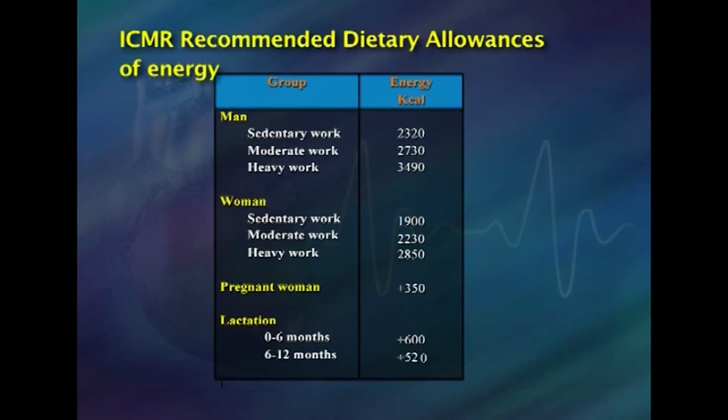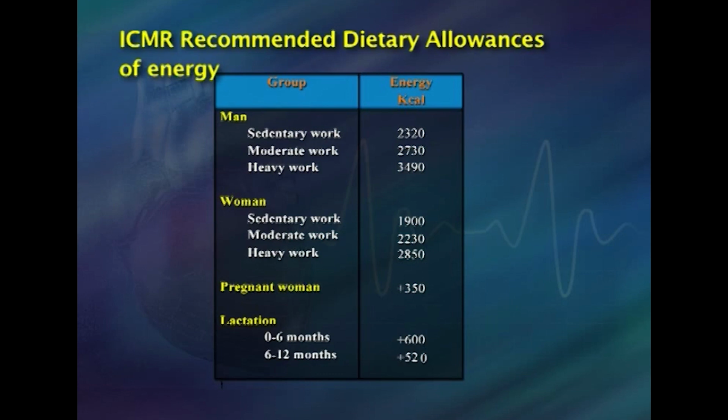The ICMR has recommended dietary allowances for energy based on the work category. For men, the sedentary worker requires 2320 kilocalories, moderate worker 2730 kilocalories and heavy worker 3490 kilocalories. Whereas for women, sedentary worker 1900 kilocalories, moderate work 2230 and heavy work 2850 kilocalories. And for a pregnant woman, it is an addition of 350 kilocalories apart from the regular amount. And for lactating women, between 0 to 6 months, an additional 600 kilocalories, and 6 to 12 months, an addition of 520 kilocalories.